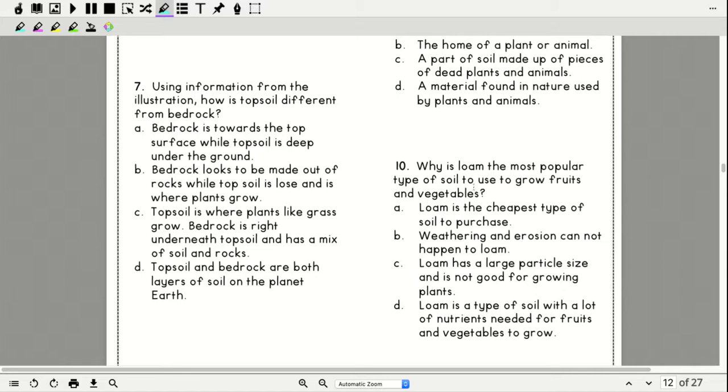Number 10, what is loam? Why is loam the most popular type of soil to use to grow fruits and vegetables? A, loam is the cheapest type of soil to purchase. B, weathering and erosion cannot happen to loam. C, loam has a large particle size and is not good for growing plants. D, loam is a type of soil with a lot of nutrients needed for fruits and vegetables to grow.